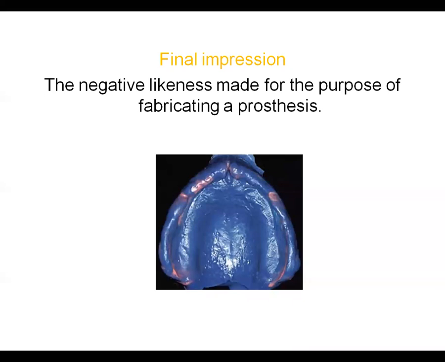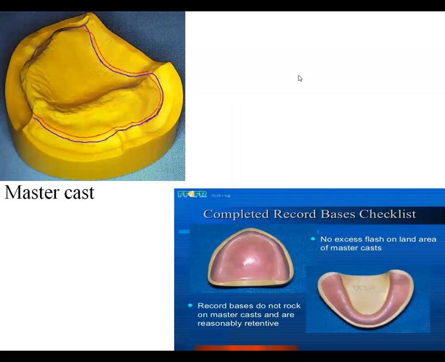What is the difference between your primary impression and your final impression? See here, all frenums, all your border structures, all your vestibule area are finely recorded here. All your landmarks are set properly in this final impression. And in this final impression we pour dental stone to fabricate a master cast. This is a master cast.